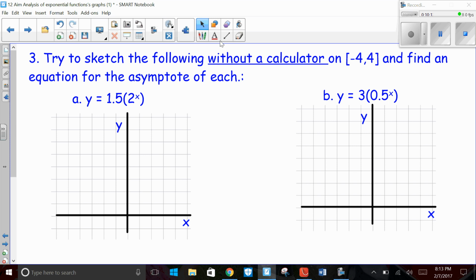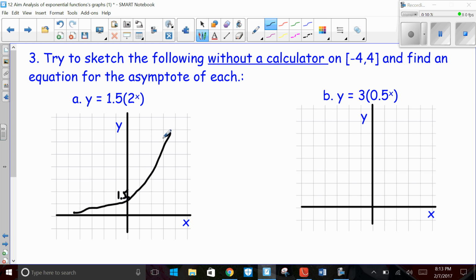So let's try to sketch this without a calculator. So now we know that if x is 0, y is 1.5. So that would be my y-intercept. And we're doubling the quantity here, so the graph is going to get bigger and bigger. Okay, this is a rough sketch. We can also do this on the calculator. Now, this is saying from -4 to 4. So technically from here to here. But you could do that on the calculator.